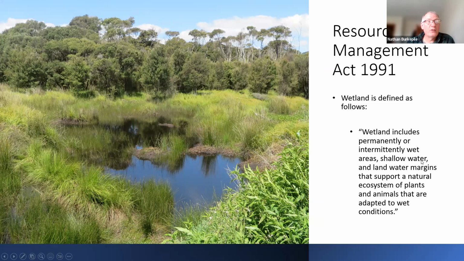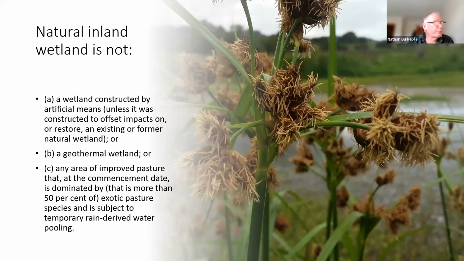Then it goes to shallow water. Not all wetlands have open water. With some of them, the water is just sitting right there at ground level, so it doesn't look like a wetland to you, but it can't support terrestrial grasses and trees and stuff. Then there are land water margins, around lakes and so on, because lakes generally have a wetland margin. The lake itself isn't considered a wetland, but the margin usually is. The key point is that it supports a natural ecosystem of plants and animals that are adapted to wet conditions, and this is where it's important in the long run.